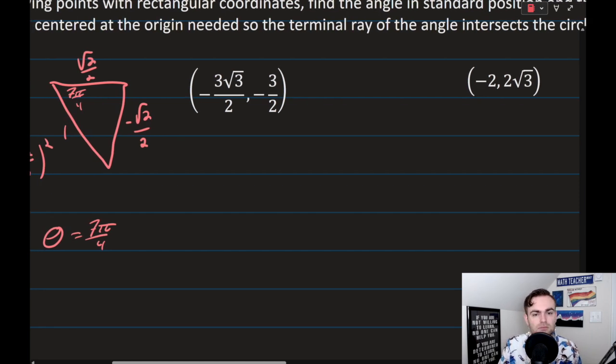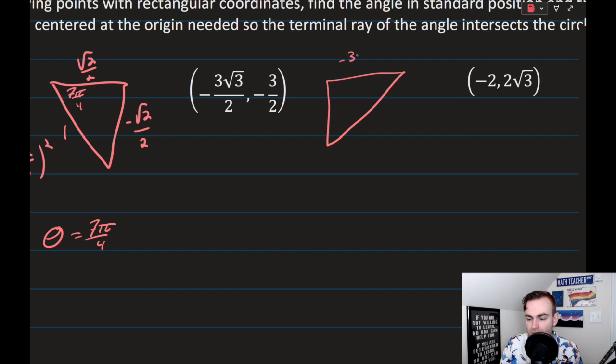So again, I'm going to use my knowledge. I know that both are negative, so we're in quadrant 3. I'm going to draw a triangle in quadrant 3, and I know that the x is negative 3 root 3 over 2. The y is negative 3 over 2. I don't know what the radius is, so r squared is equal to negative 3 root 3 over 2 squared plus negative 3 over 2 squared.